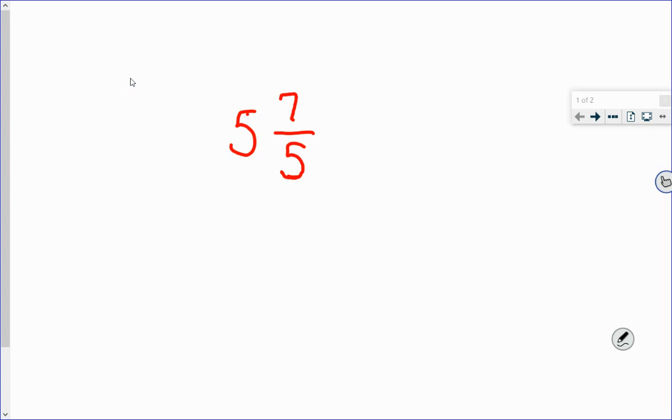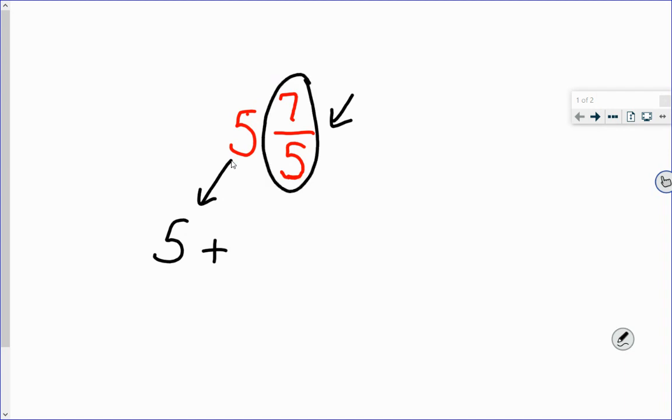All right, first of all, we have the whole number 5, and we have the improper fraction of 7/5. What I tell students when they get an answer that looks like this is to move the 5 out of the way, and we'll add it later. Now we're going to deal with this improper fraction. Remember, to turn an improper fraction into a mixed number, we're only talking about 7/5 here. Don't worry about the 5. Remember, we just moved the 5 out of the way. So how do we turn that into a mixed number?